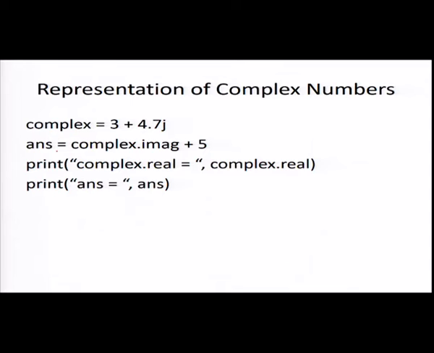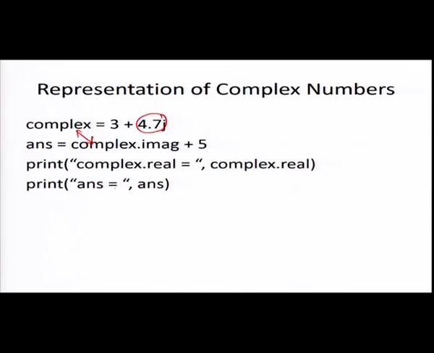So, I am going to add this number and place it in the ans variable. I am giving it as ans equal to complex dot imag. IMAG denotes imaginary, so it takes this 4.7. Where have I taken this complex? This complex is the same complex, so it is a variable. This variable dot imag takes this number alone without the j. So, this number alone is taken, plus 5.